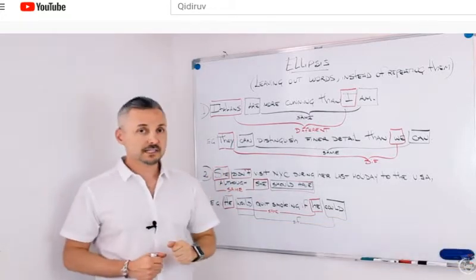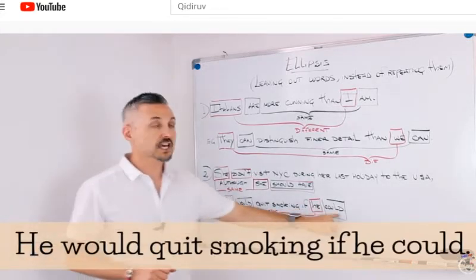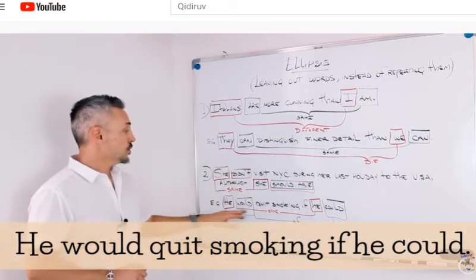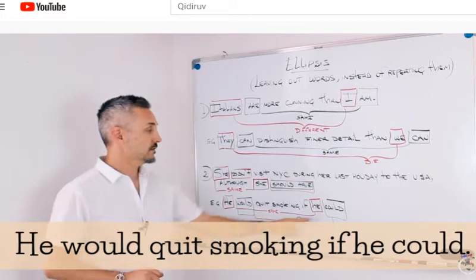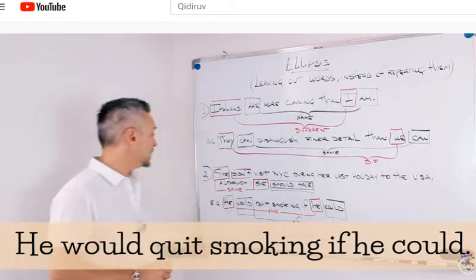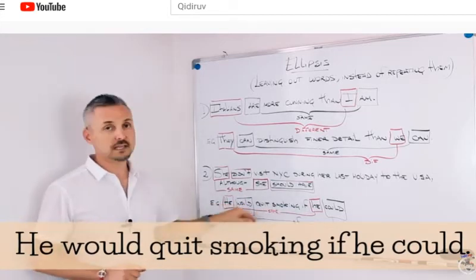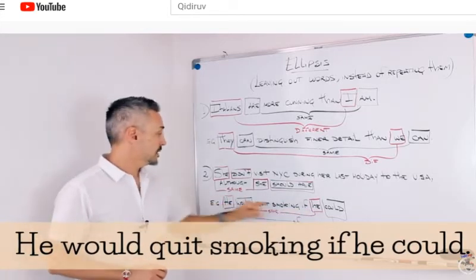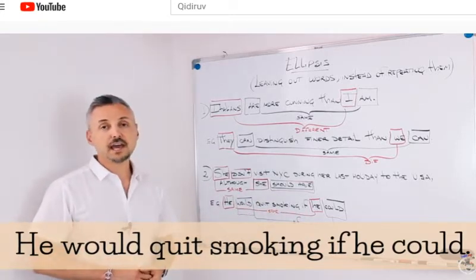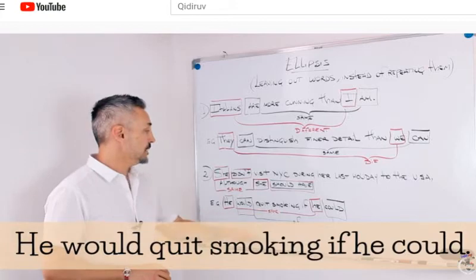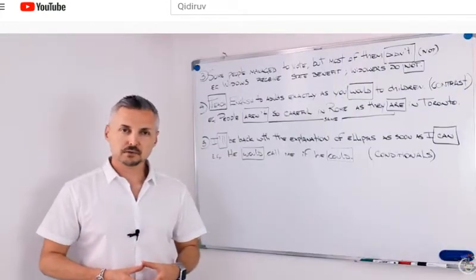Let's look at another example. He would quit smoking if he could. So would and could are different auxiliary verbs, or modal verbs in this case, and he is the subject and obviously is the same in both parts of the sentence. In this case we have a conditional, so this would be the second conditional. Let's look at the other examples.